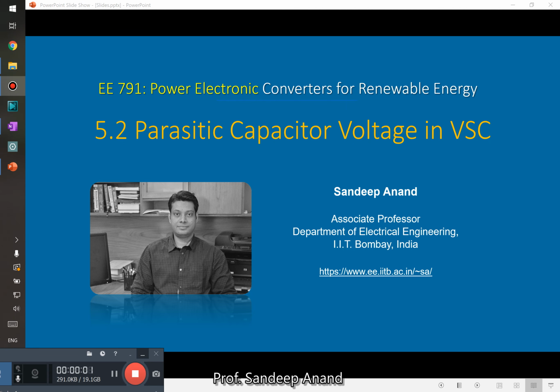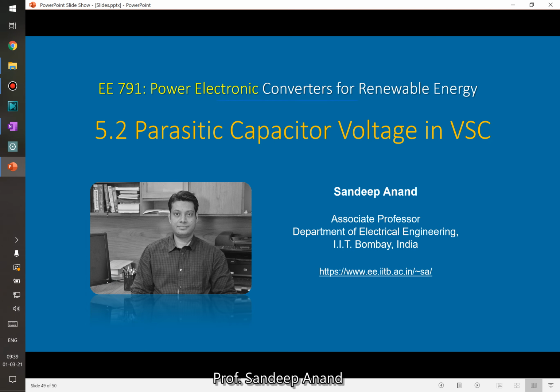Okay, so in the last video we talked about leakage current, or the ground current, which might flow through the panels to the earth, and then close the path through the substation transformer, and then through the inductor of the filters of the inverter, followed by the inverter. So that's how it closes the path.